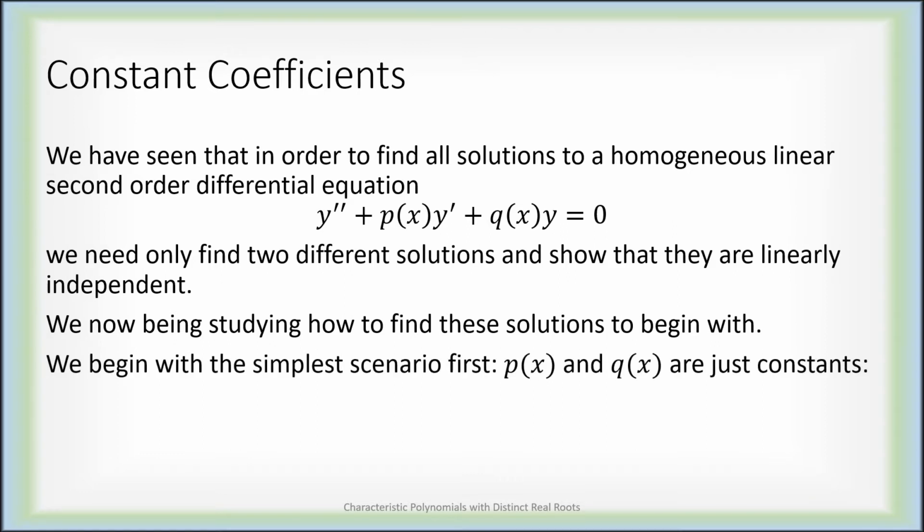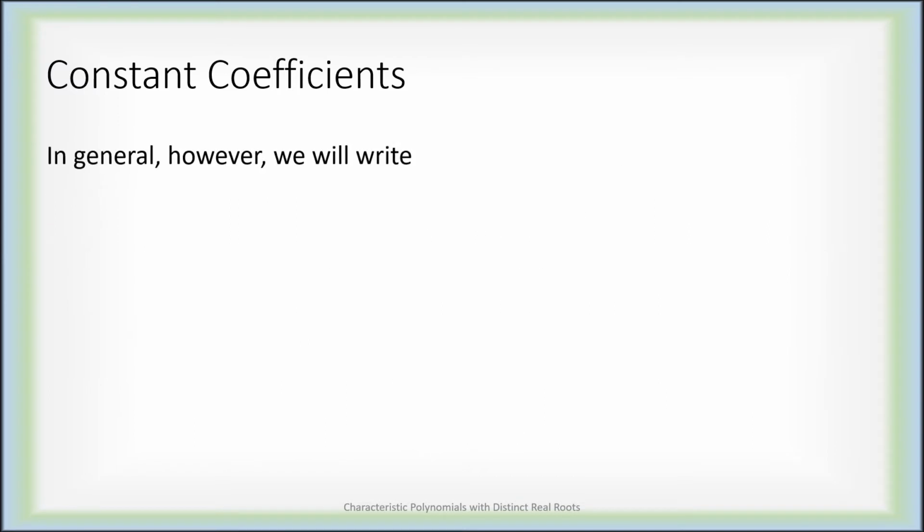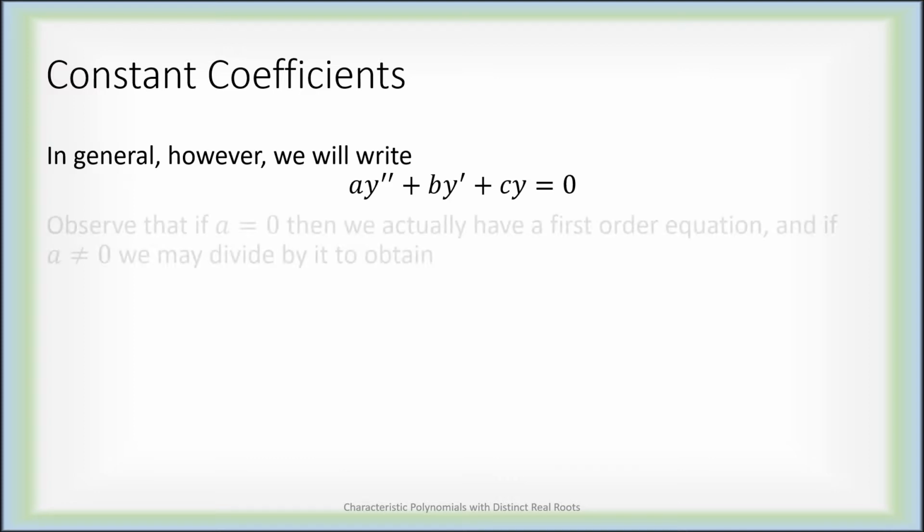We begin with the simplest possible scenario. p of x and q of x are just constants. So we have y double prime plus a constant times y prime plus another constant times y equals 0. In general, however, we're going to put a constant in front of y double prime as well: a y double prime plus b y prime plus c y equals 0.